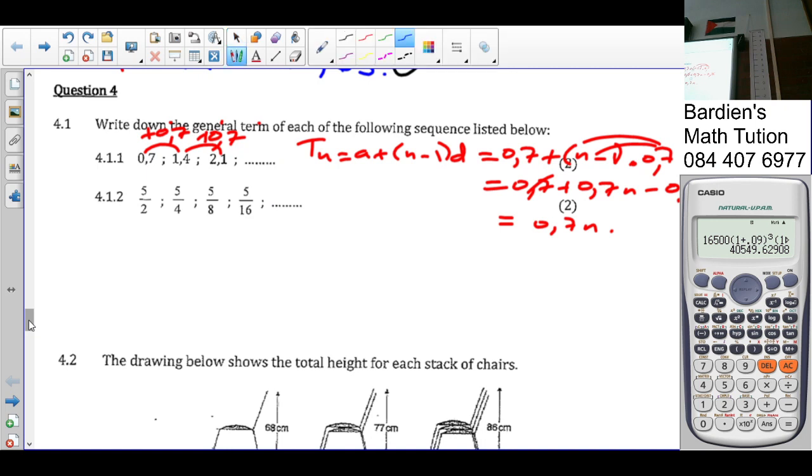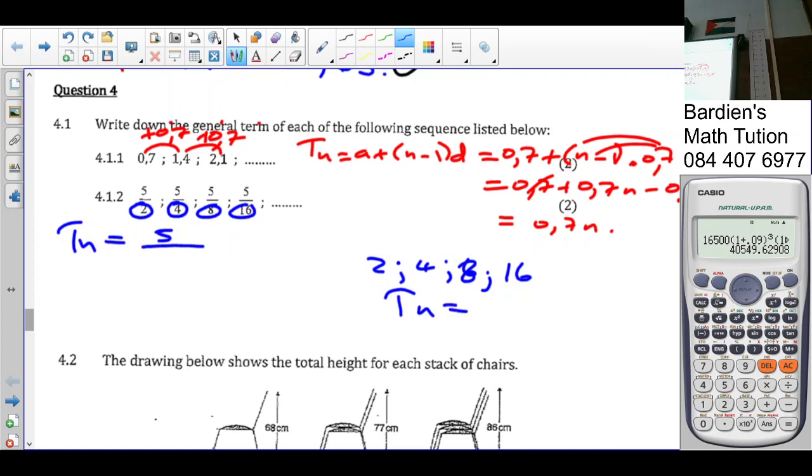People looking at this, what do you notice here? There's 2, 4, 8. Otherwise, the numerator is staying 5. But the denominator is varying. The denominator is changing. So if I had the pattern 2, 4, 8, 16, this pattern would be multiplying by 2 all the time. So it's geometric. So this is going to be 2 to the exponent n. But this is in the denominator. So that would be the general term: 5 over 2 to the exponent n. Okay?